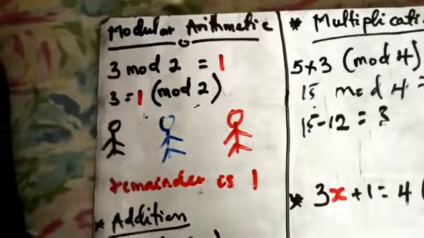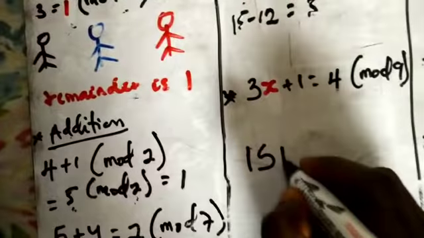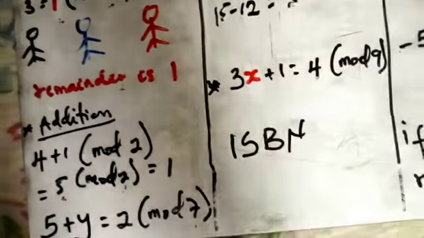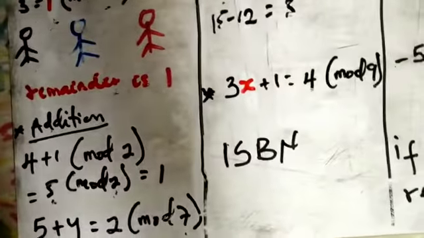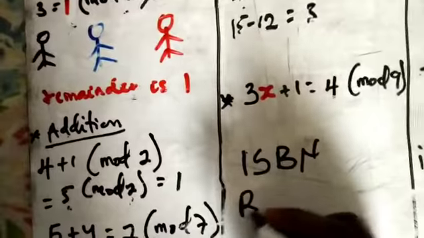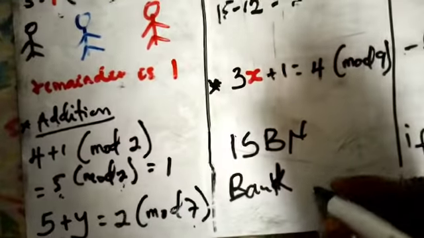Research shows us this topic is very important in calculating checksums for International Standard Book Numbers, that stands for ISBN. This is some of what we use it for, as well as bank identifiers.